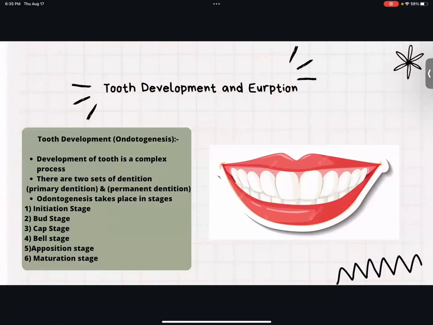Development of the tooth is a complex process. We have two sets of dentitions, primary and permanent dentition. Odontogenesis consists of 6 stages: initiation stage, bud stage, cap stage, bell stage, apposition stage, and maturation stage.